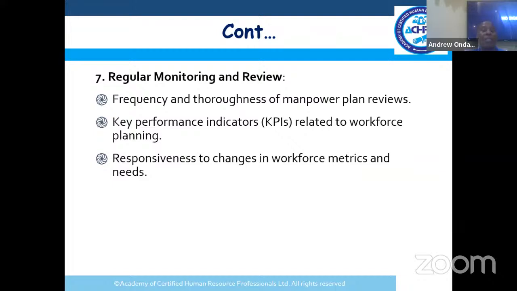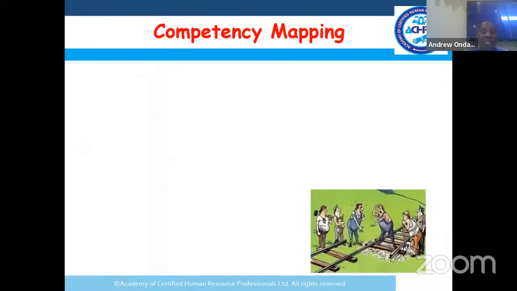And then lastly, responsiveness to change. How ready are we for change when there are changes in our environment? I mentioned yesterday that organizations that survive are those that can respond to change in a flexible way. We know that HR planning is based on forecast, and the changes are many in the environment, and therefore we should be ready to embrace change when need arises.